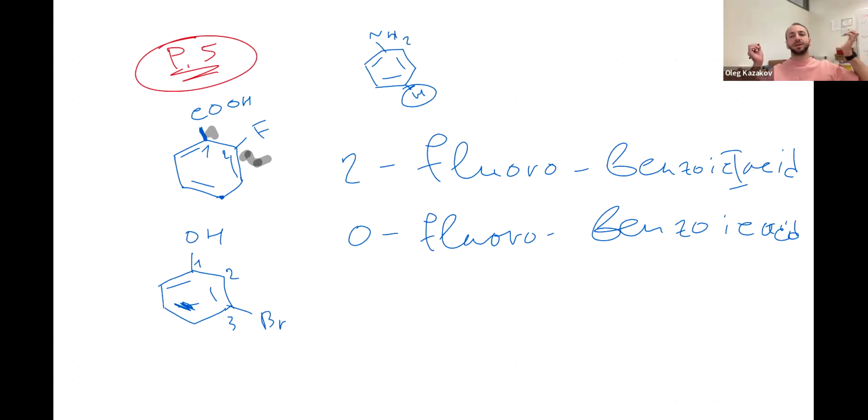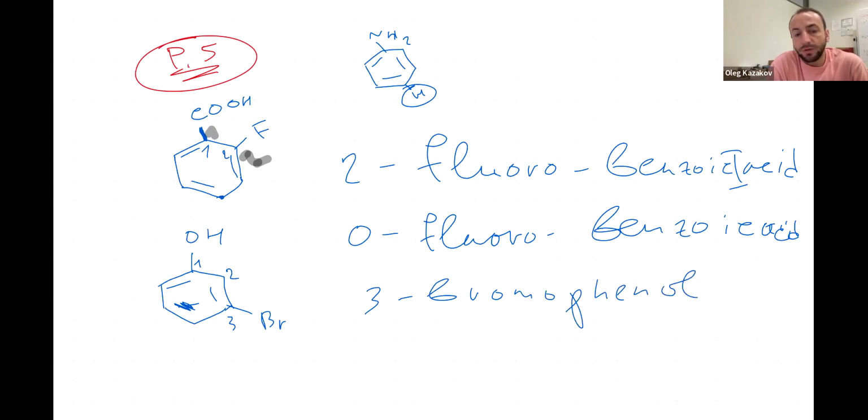But we want to minimize the numbers that signify where the substituents are attached, right? So then we are going to go with the clockwise counting in this case, because if we go clockwise, we are going to have the bromine in position number 3. If we go counterclockwise, the bromine will be in position number 5, which is a higher number, and it loses. So consequently, this guy will be called 3-bromophenol, right? 3-bromophenol, or maybe it's going to be called also meta, right?